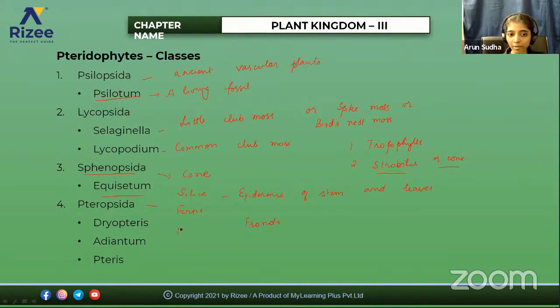They are macrophyllous. In the case of ferns, we saw that the leaves are large and they are called macrophyllous leaves. These leaves are called fronds. And in the case of some pteridophytes, there occur structures called ramenta. What are those ramenta? They are multicellular hair-like structures.